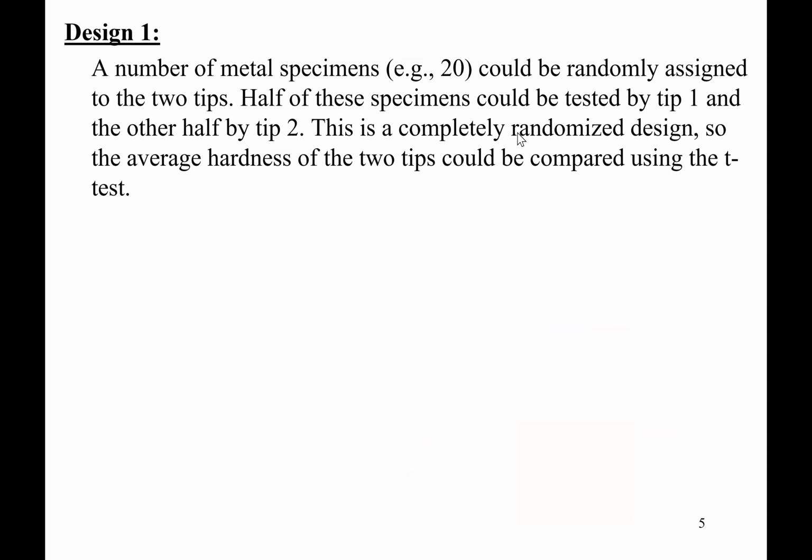And this one would be a completely randomized design. So the average hardness of the two tips could be compared using the t-tests that we covered. In this design, like the one we covered in part 1, we have two independent samples. The 10 specimens assigned to the first tip will be completely different from the 10 assigned to the second tip.